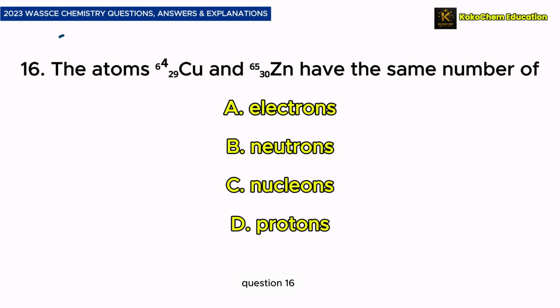Question 16. The atoms copper 29 with mass number 64 and zinc 30 with mass number 65 have the same number of A. Electrons, B. Neutrons, C. Nucleons, D. Protons. The correct answer is B. Neutrons.